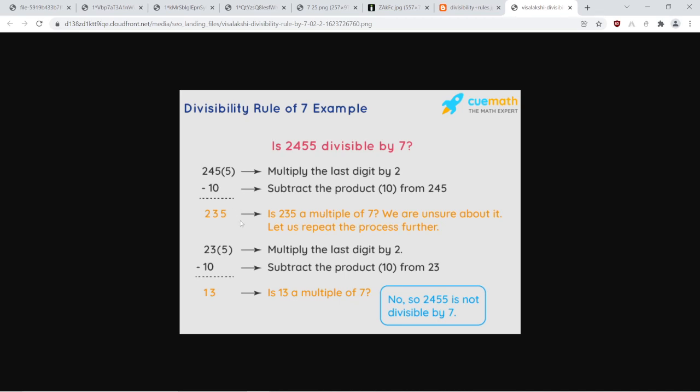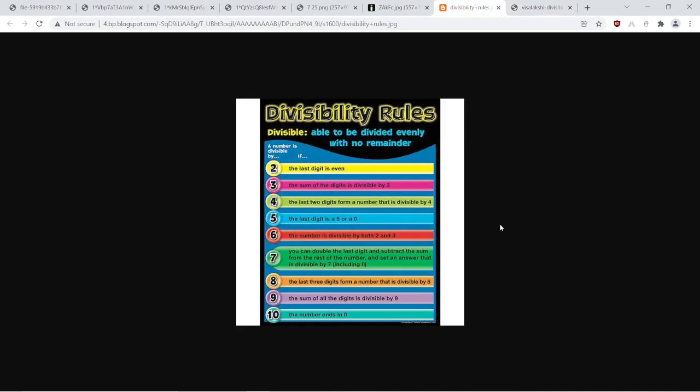We're not sure about that because, well, some people might be able to do that in their head, but most people wouldn't. We could just do this rule again. 235, take the 5, and multiply by 2, we get 10, and then subtract again, we get 13. Is 13 a multiple of 7? No, because it goes 7, 14, 21. So it stops there, and we know that that's not divisible by 7. And that's a way you can do it. This is a little bit more complicated, and it might just be better to do the math on paper. But if you want to know one of the tricks for 7, you can do that.